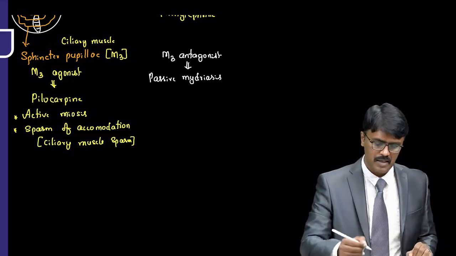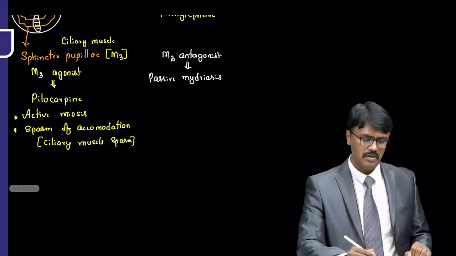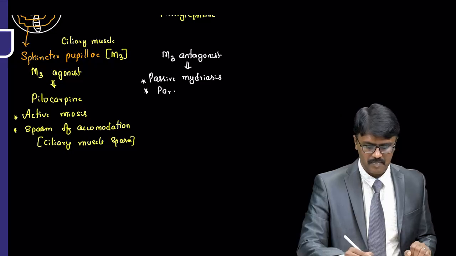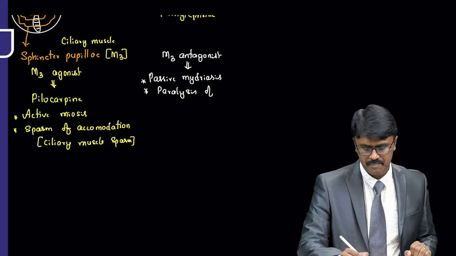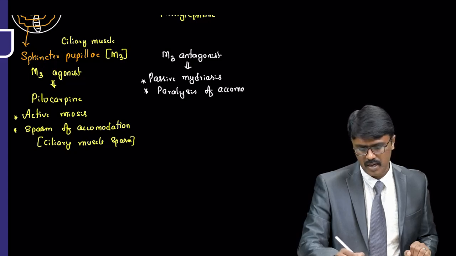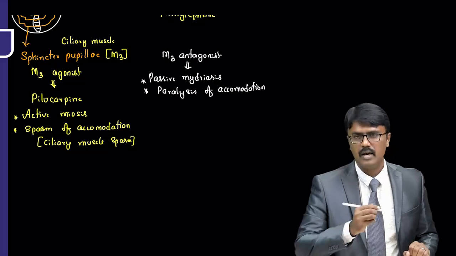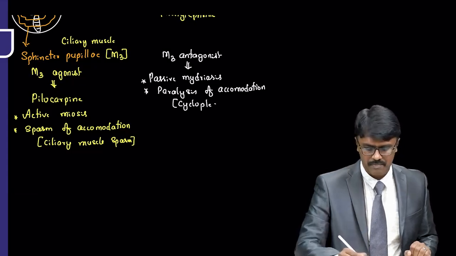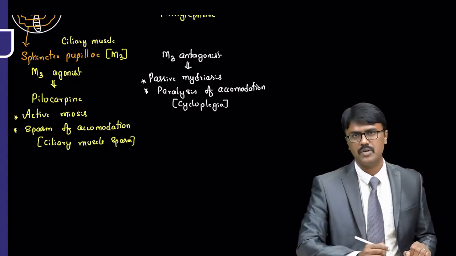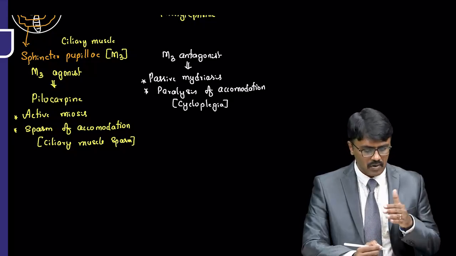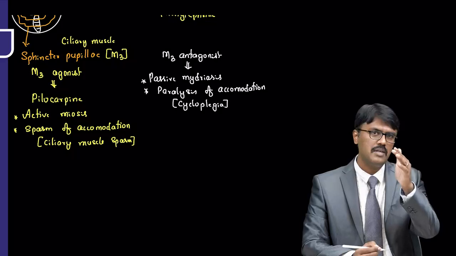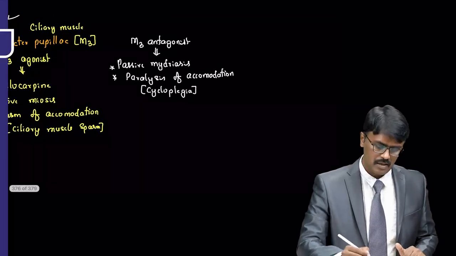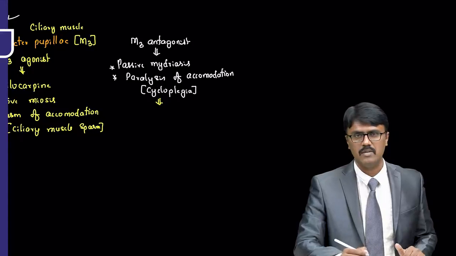The drugs which are M3 antagonists are passive mydriatics, and when you block M3 in the ciliary muscle, there is paralysis of accommodation. That is also called cycloplegia. The meaning of cycloplegia is that the patient cannot see near objects clearly. Far objects are clear, but near objects are blurred. Now let me list the drugs which are M3 antagonists causing passive mydriasis.